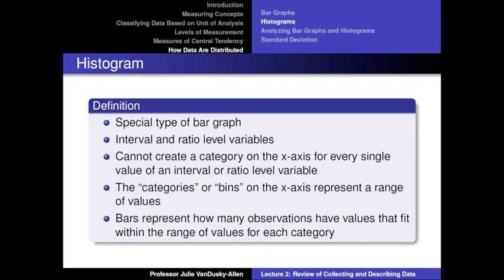Now I'm going to briefly describe how histograms are constructed. A histogram is just a special kind of bar graph for interval and ratio level variables. If we made a bar graph out of an interval or ratio level variable, then we'd have to put a category on the x-axis for every single value of the variable, which would be a lot of categories. With so many categories on the x-axis, the graph wouldn't be visually appealing or informative. So instead, we create categories or bins on the x-axis that represent a range of values for the variable. Then we count to see how many observations have values that fit within the range of values for each category. Hence, the bars represent the total number of, or percentage of, observations in the variable that fit within a range of values for each category.